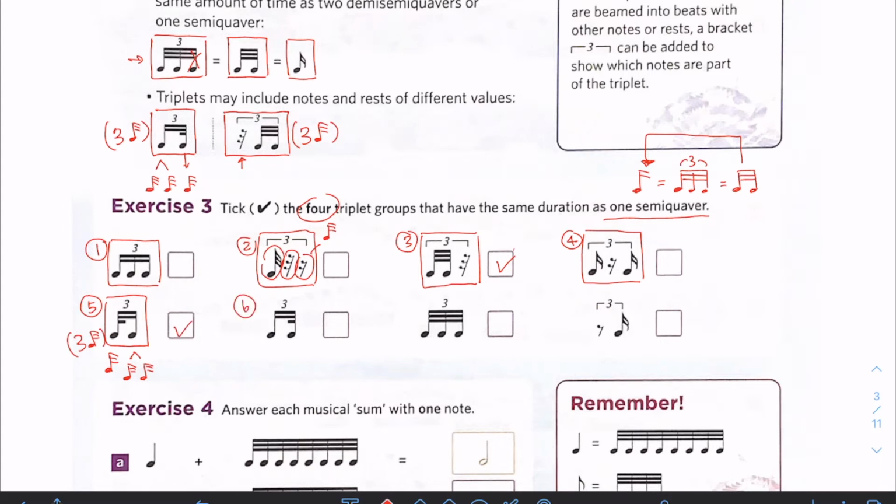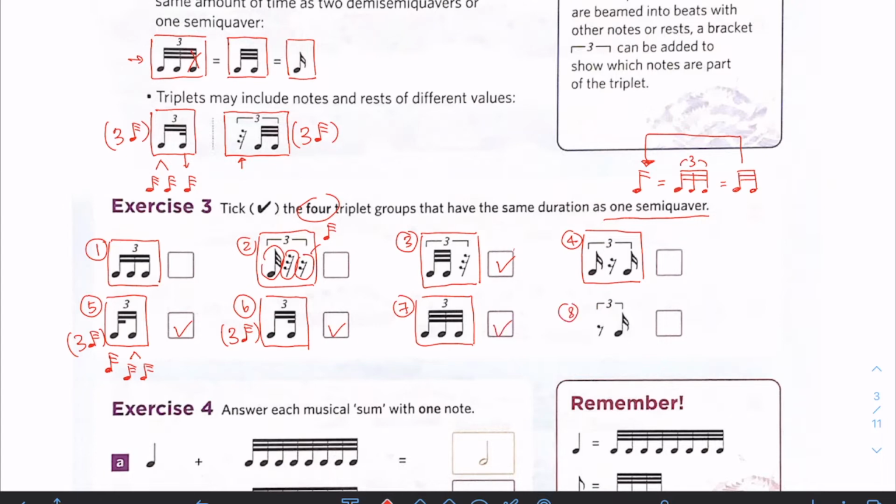Number 6. This is very similar to number 5, except that we have the semiquaver first and then a demisemiquaver after. So again, this is the same as 3 demisemiquavers, which is the correct answer. Next, let's call it number 7 here. Here we have a group of 3 demisemiquaver notes in a triplet, so this is correct.